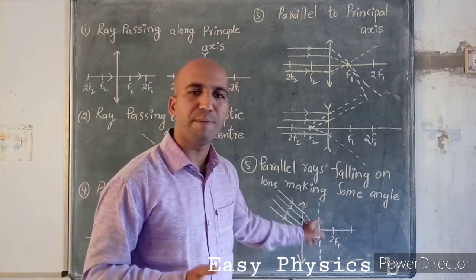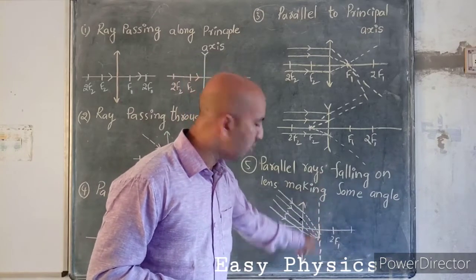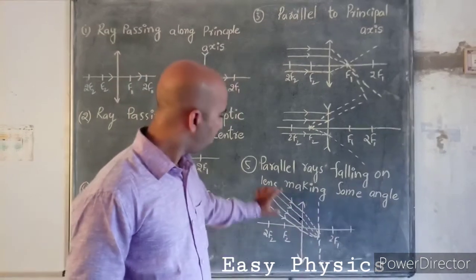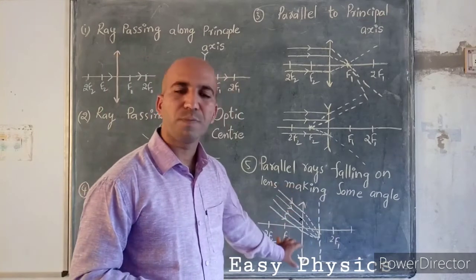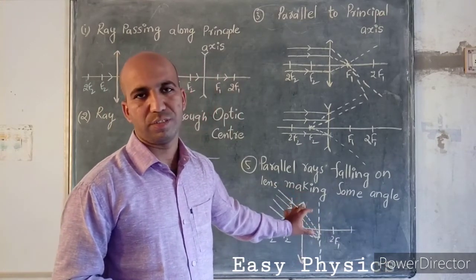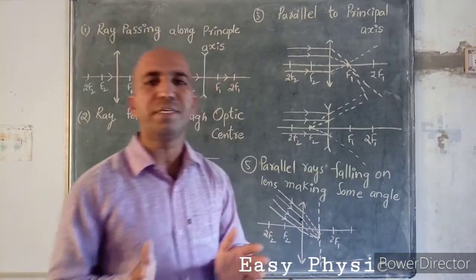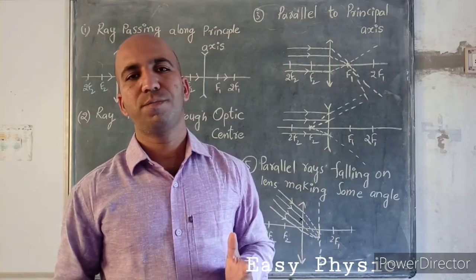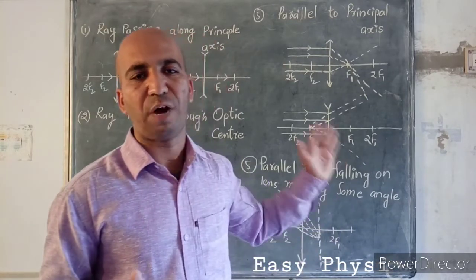That means, focal plane means, here is the focus. If we imagine a plane at that focus, that plane is called the focal plane. That means when a beam of parallel light rays passes through a convex lens or a concave lens, all the refracted rays will meet at a point on a focal plane. Now, let us have a brief revision of all these five cases.